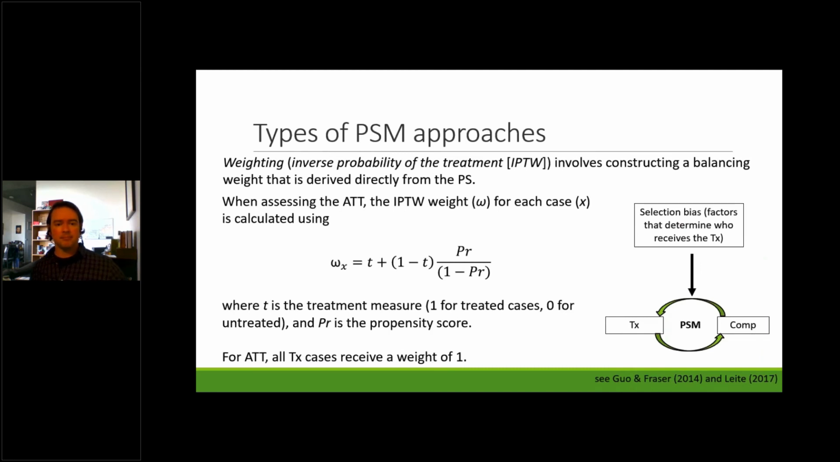Weighting, also known as, or you might see it in the literature as, weighting by the odds or inverse probability of the treatment, IPTW, involves constructing a balancing weight that is derived directly from the propensity score. I provide you the formula here because you can choose to, and prefer to, manually calculate the weights yourself. It's a relatively easy score, and it's something that I often will manually calculate just to check. So if I'm using covariate balancing propensity score, plug that into a weight, and then I can just quickly examine certain things related to that.